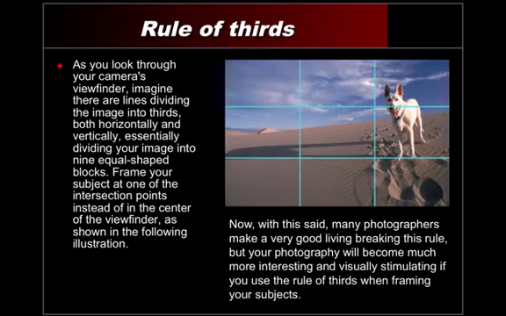Well, one of the golden rules is called the rule of thirds. When you look through your camera's viewfinder, imagine that there are lines dividing the image into thirds, both horizontally and vertically. Essentially, it's dividing your image into nine equal-shaped blocks. Then frame your subject at one of those intersection points, and you will be following what they call the rule of thirds. It'll make the photograph much more interesting.